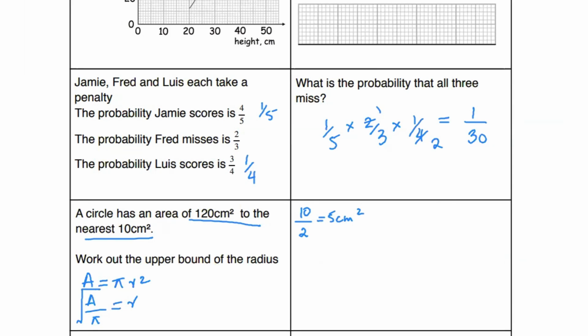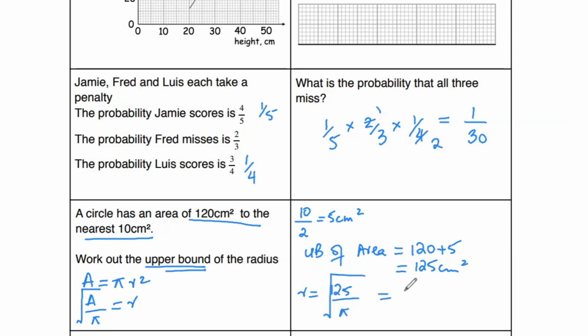So once we've figured out by how much the value is going to increase and decrease, in this case, we need to find the upper bound of the area. So upper bound of area is going to be 120 plus 5, which is 125 centimeters squared. Since it's the upper bound, we add 5 to the area value. If it was the lower bound, we would subtract 5. So now radius would be 125 divided by pi, being square rooted, and that gives us the value of 6.308 centimeters for the upper bound of radius.